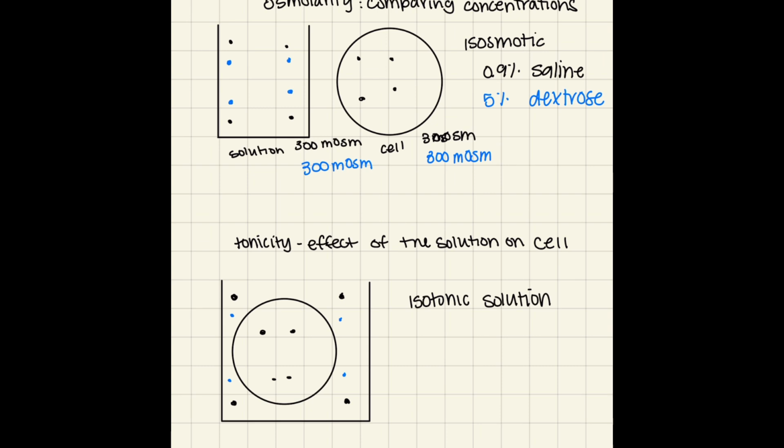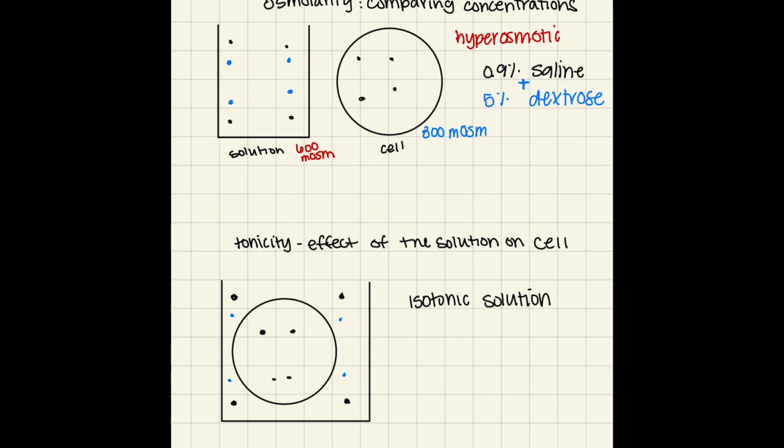If you put the 0.9% saline plus 5% dextrose, you would have a 600 milliosmolar solution in your beaker, and a 300 milliosmolar solution in your cell. That is no longer an isoosmotic solution. That's now a hyperosmotic solution as compared to the cell, because you have more solute in the solution than you do in the cell.